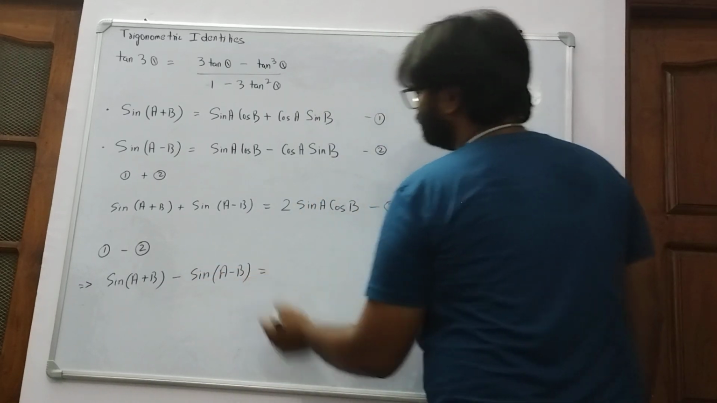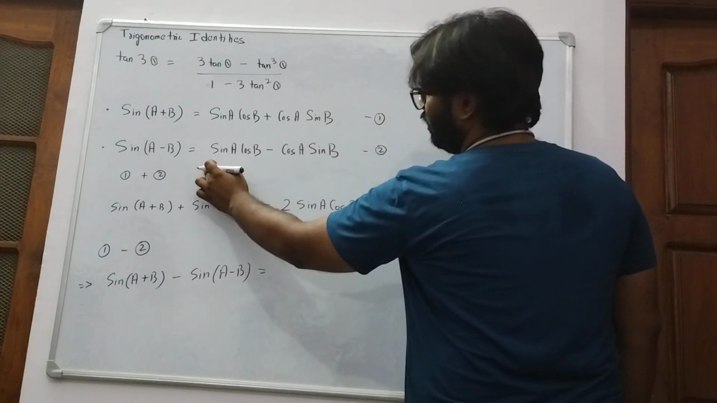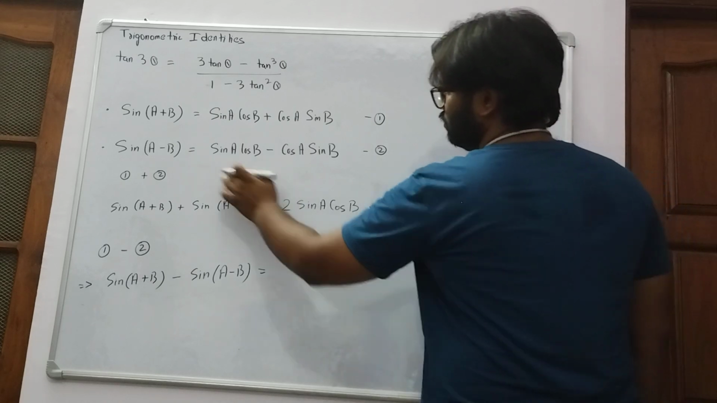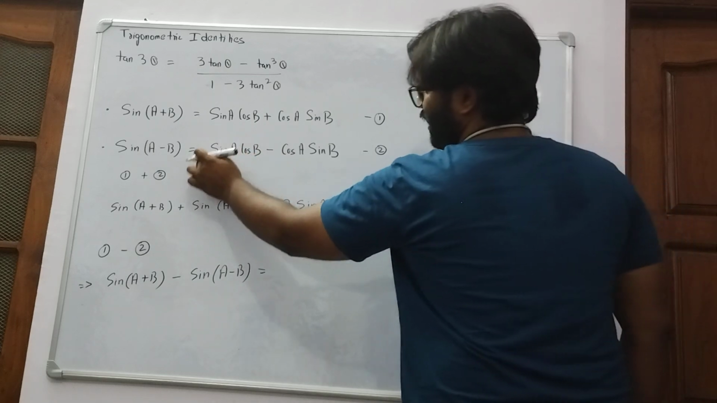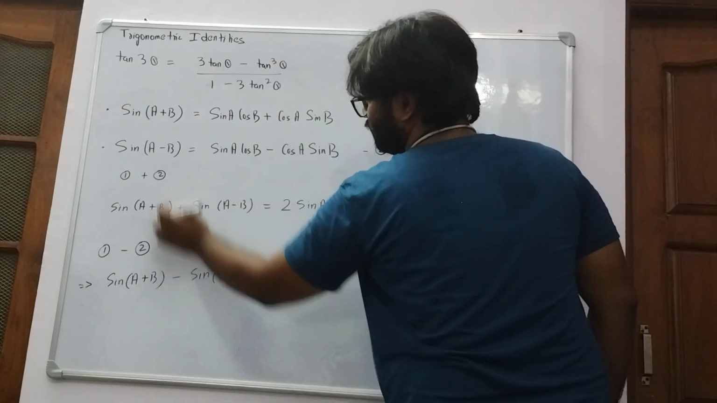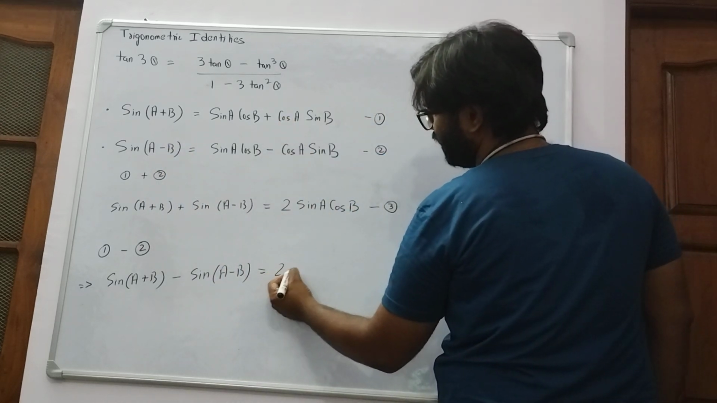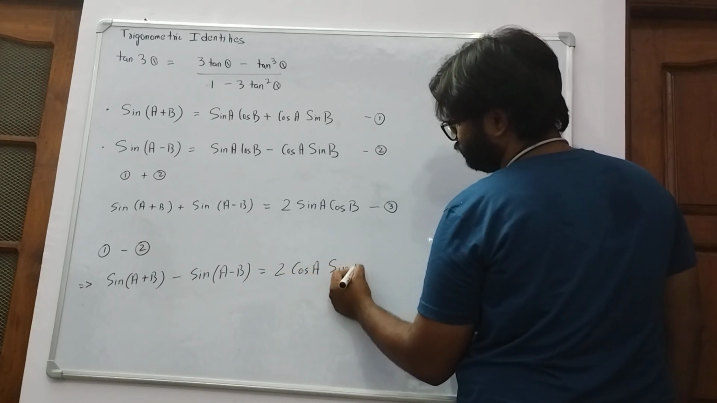Okay. So now we will change the sign. This will become negative, because when we subtract, we change the sign of the lower terms. So this will get minus, this will get minus, this will become positive. So minus plus gets cancelled out. Sin(a+b) minus sin(a−b): this will become plus. So it will become 2 cos a sin b.